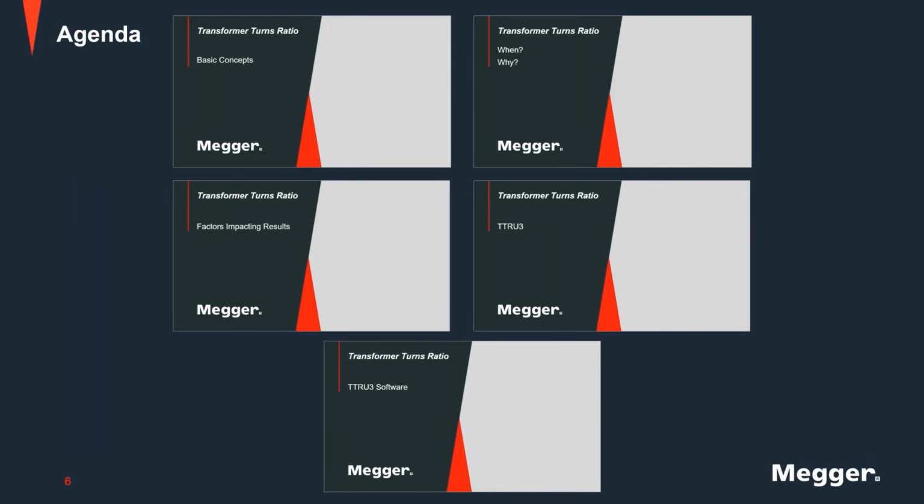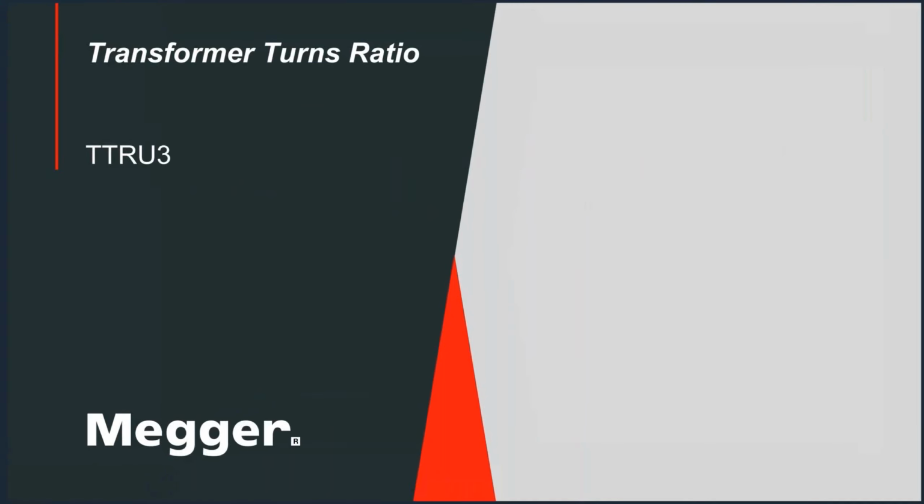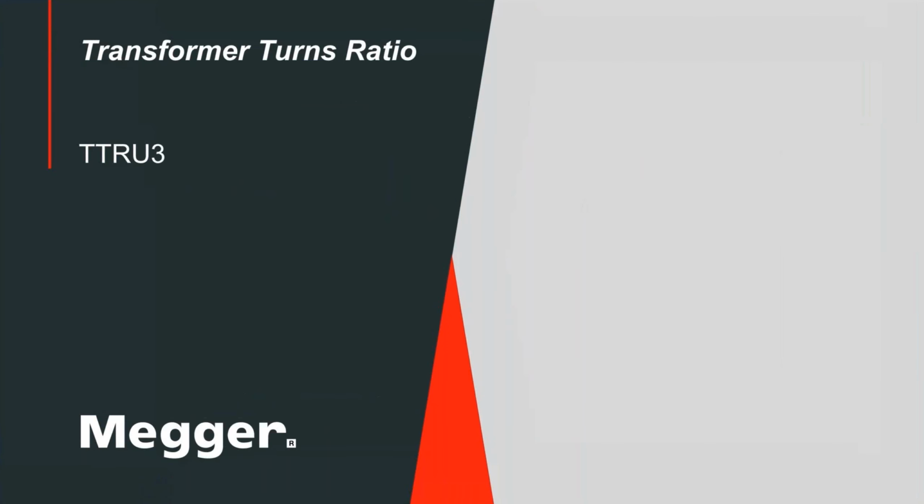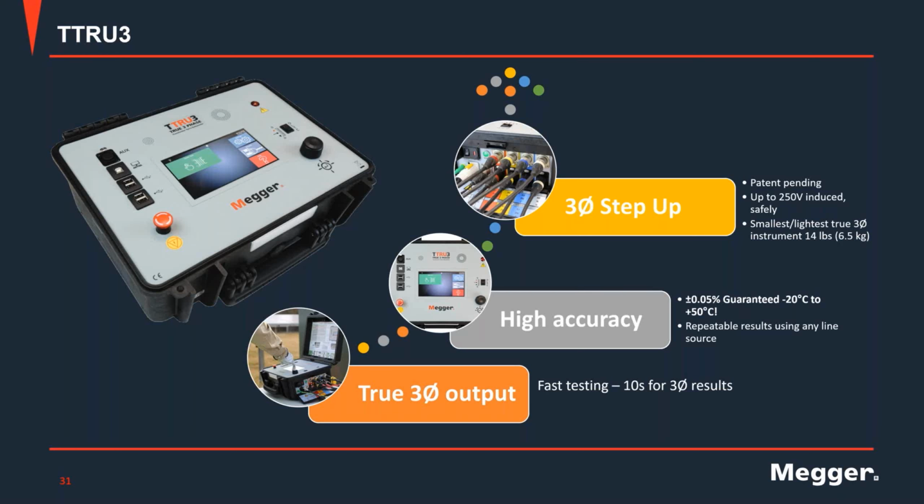So now that we looked at the basic concepts, when and why we perform the test, and what are the factors that will affect my results, what are those external factors that will come into play when performing the measurement? How does the new TTR-U3 respond to those needs? Let's look first at the most important features of the TTR-U3.